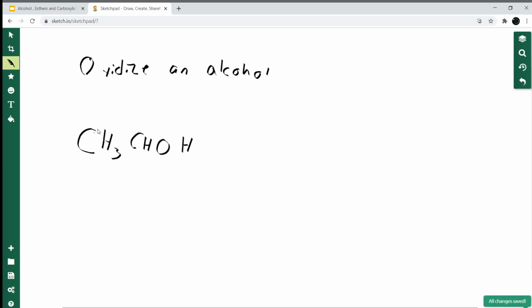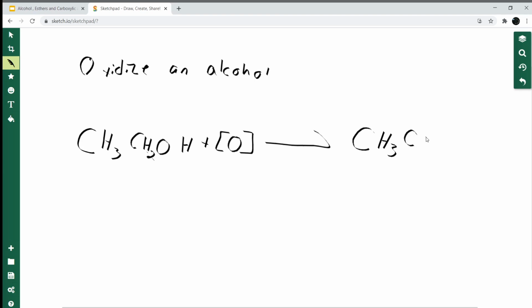Okay, let's see, this one has 1, 2, 3. And the idea is that we oxidize this one right here. When we oxidize this the first time, we'll make an aldehyde molecule. Okay, and that's what this one here is going to end up being, because now this one has a double bonded oxygen to the carbon right here. So this is usually step one.